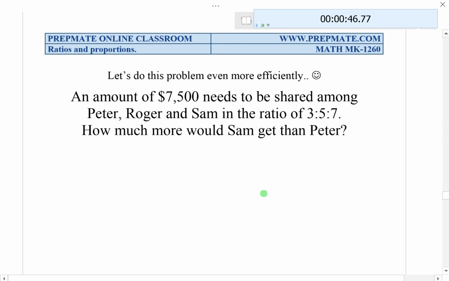All right. So now that you have understood how exactly ratios work in terms of proportions, let's go back to the same problem. Peter, Roger, and Sam, they are hanging around there. And let's see if we can solve the problem even more efficiently. Okay. So an amount of $7,500 needs to be shared among Peter, Roger, and Sam in the ratio of 3 to 5 to 7. How much more would Sam get than Peter?